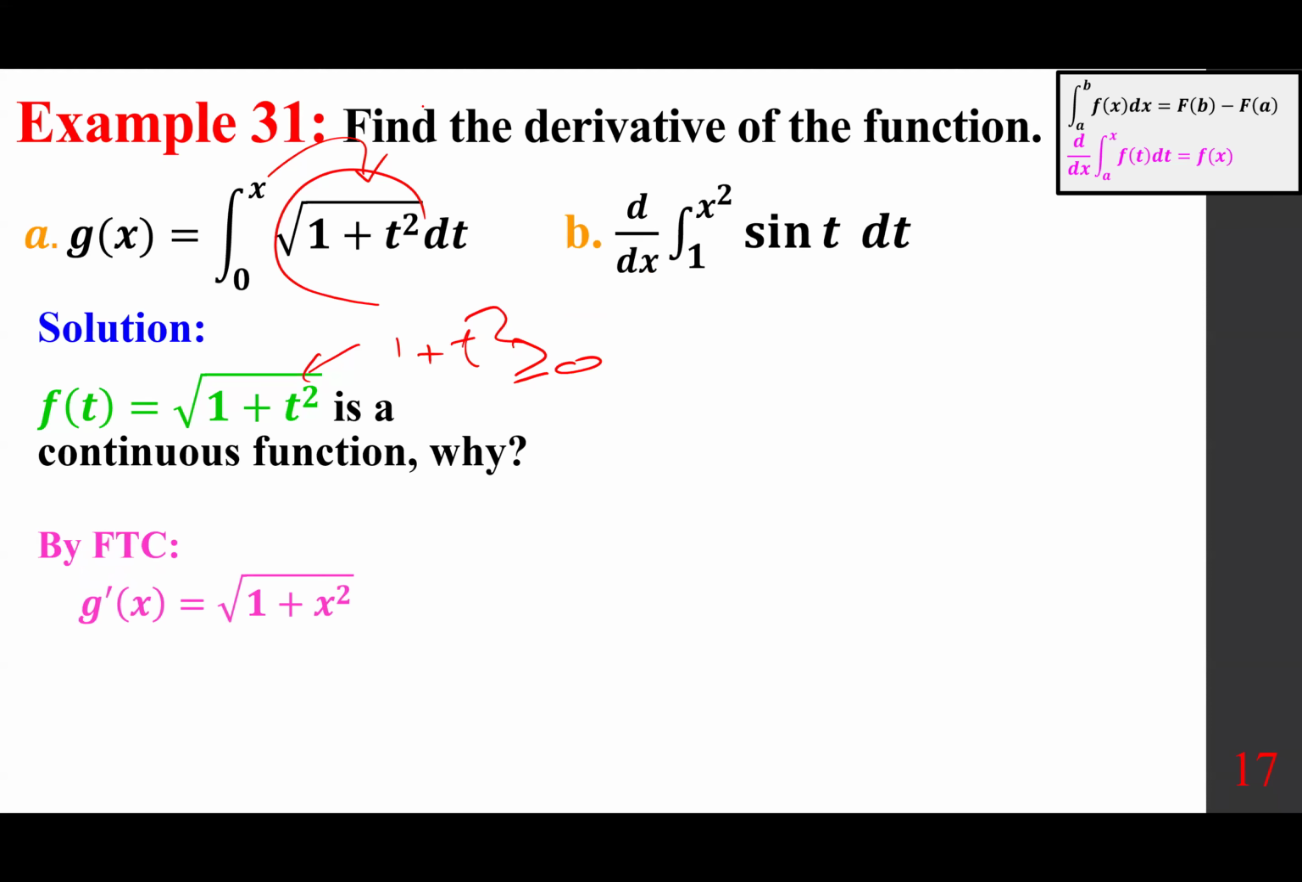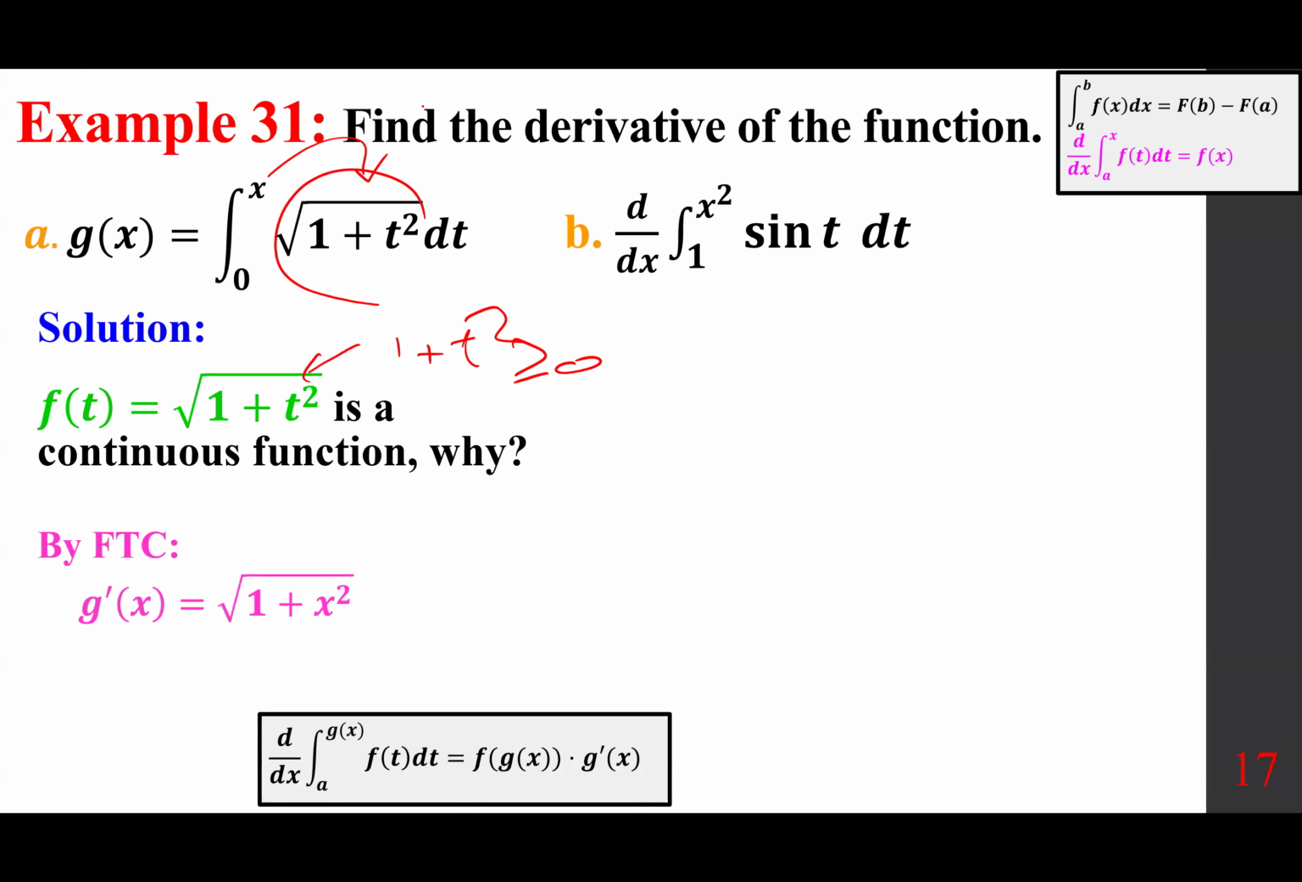What about here? Now, the derivative d dx of the integral of f of t dt, if it goes from a to x, we know what that is. But if the upper limit is a function of x, then we get f of g of x times g prime. This is by the chain rule. So the function here is sine t. So it will be sine of this upper limit. If the upper limit was x, we would be done, but it's not, so times its derivative, which is 2x.